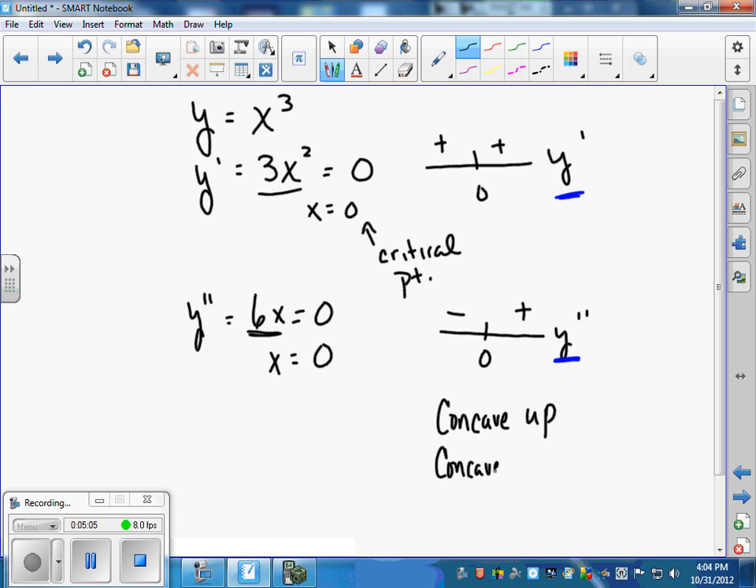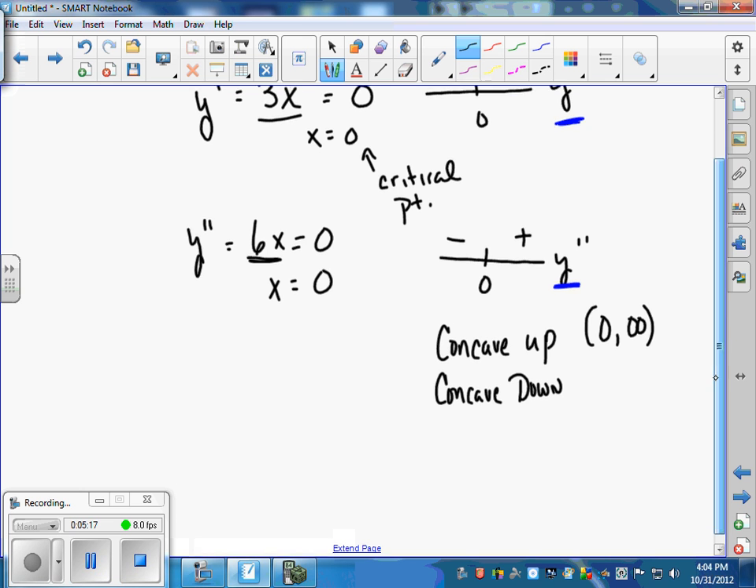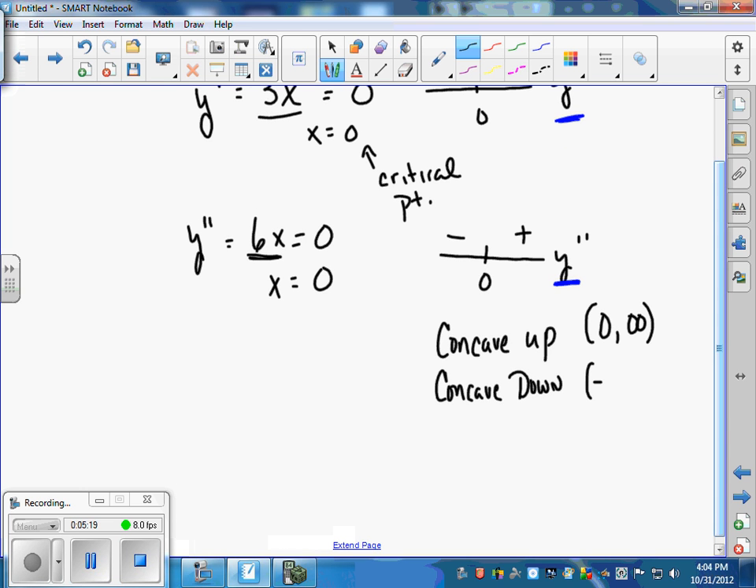So we are concave up anytime the second derivative is positive. So that means this would be concave up from 0 to infinity. We'd also be concave down when the second derivative is negative. Well, that's going to be from negative infinity to 0. Now, when I look at my second derivative, I see there is a place where I change concavity. I went from concave down to concave up. So that's my point of inflection.